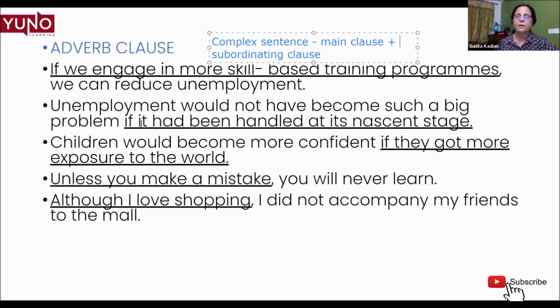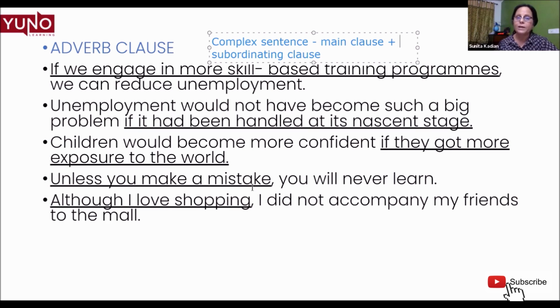And then here, unemployment would not have become, it would not have happened, it would have happened. We are talking about a past hypothetical situation. Then we use a past perfect tense over here, if it had been handled. So usually in conjunctions, this kind of conjunctions, we need to be careful about the tense also. And when we look at a hypothetical situation, so children would become more confident when, not if they get, but they got. Here you put simple past tense. Right? If they got more exposure to the world. So be careful about while using if.